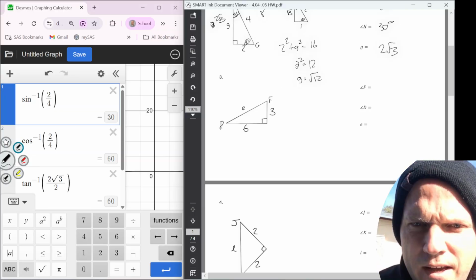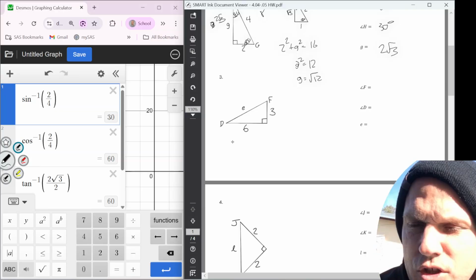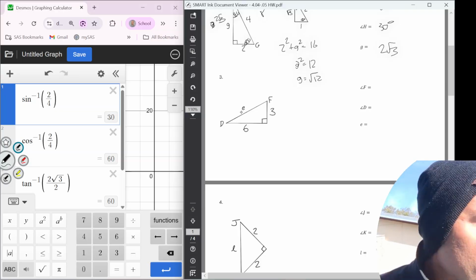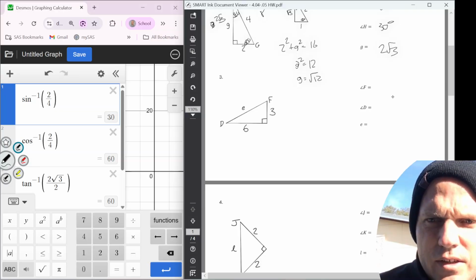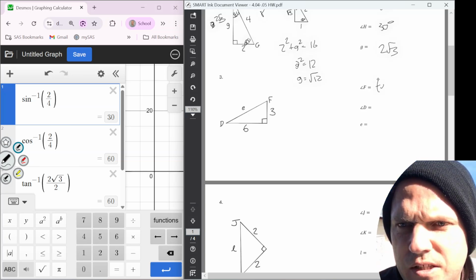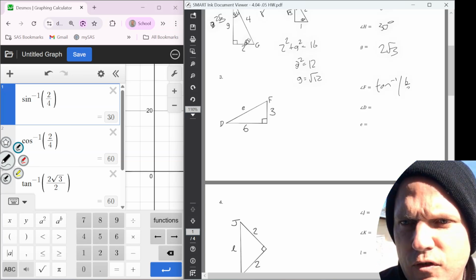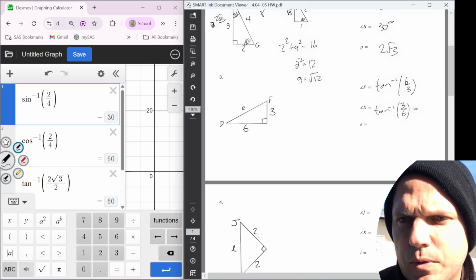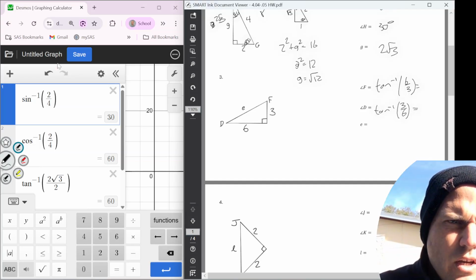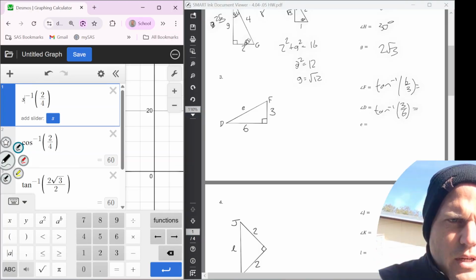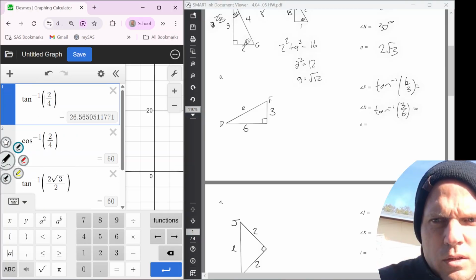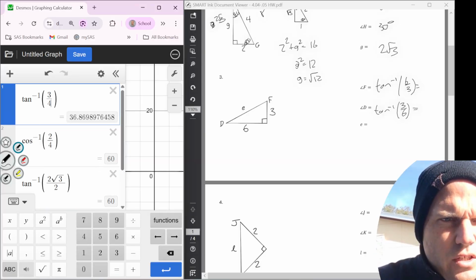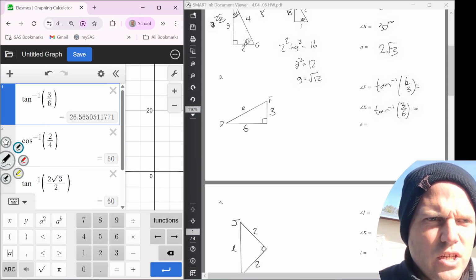Let's go straight to the angles. Maybe the question is just about the angles and it doesn't have us find the side length. Well, I could say that angle F would be the tan inverse of 6 over 3. I could say angle D is going to be the tan inverse of 3 over 6. You can see that they're reciprocals of each other, these ratios. And you can literally type in tangent of 3 over 6. That's when the opposite is 3 and the adjacent's 6.